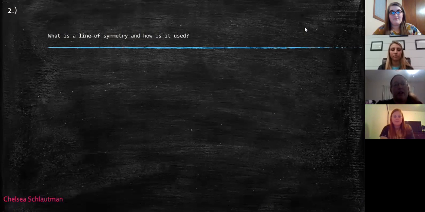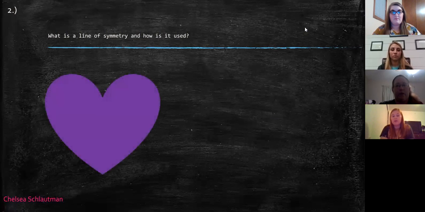Hey, Chelsea, what is a line of symmetry, and can you explain how it's used? I guess first off, a line of symmetry is sort of like a mirror image. So if we flip half of the image over the line of symmetry, or the straight line that we have, it's going to look the exact same.